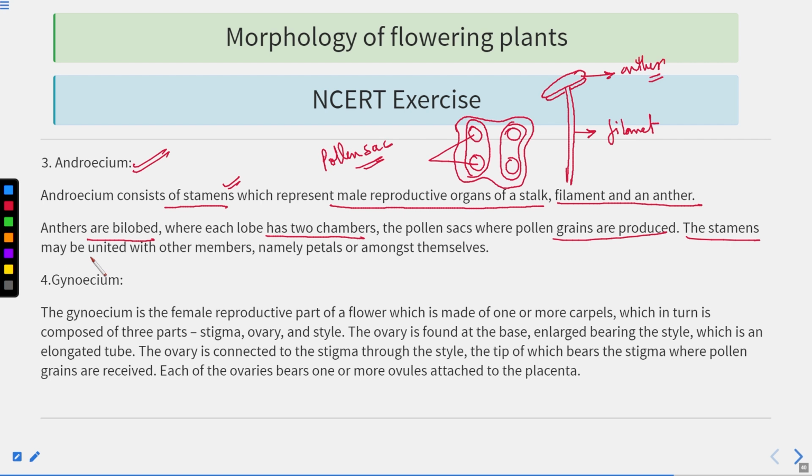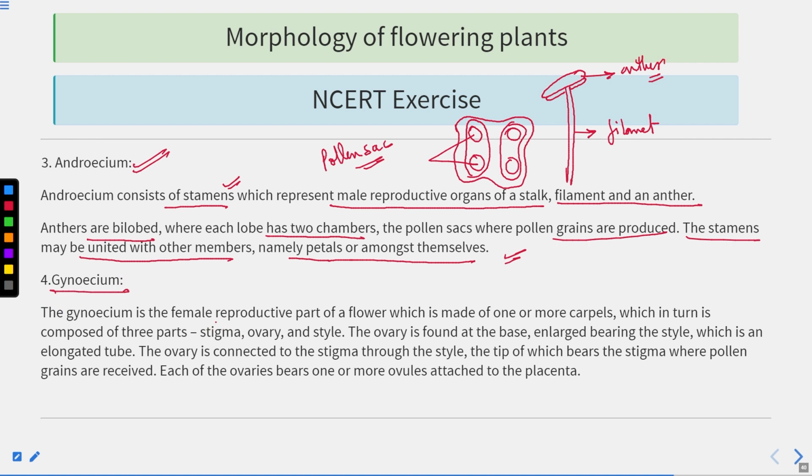The stamens may be united with other members, namely petals, or amongst themselves. Sometimes all the stamens are united together. Sometimes they form a group-like structure, as you have seen in the case of the pea plant, the diadelphous condition: 9 stamens are arranged in one group, and in the other, only one single stamen is there. Such types of arrangements we see in the androecium. Sometimes they are attached to the petals, the epipetalous condition.